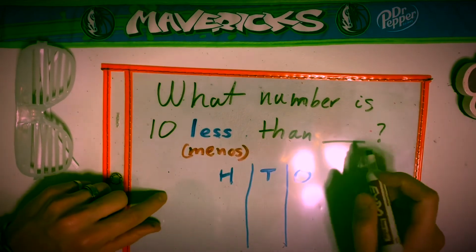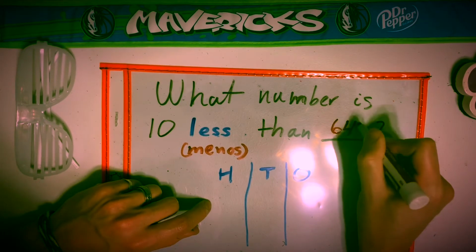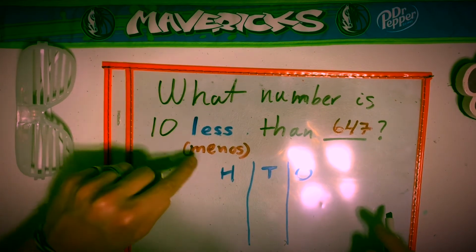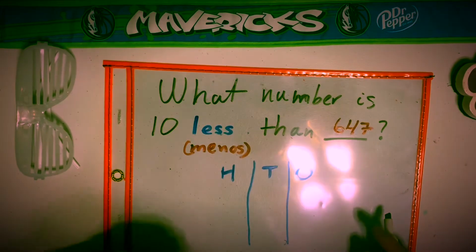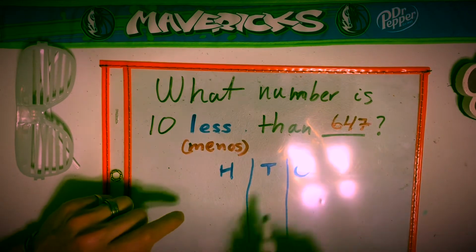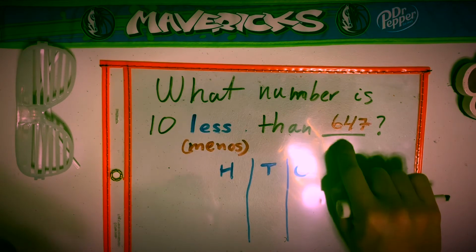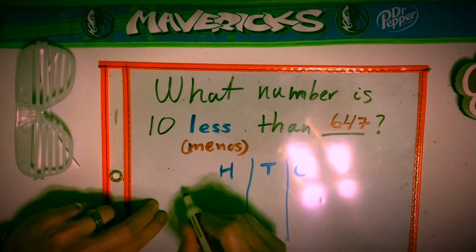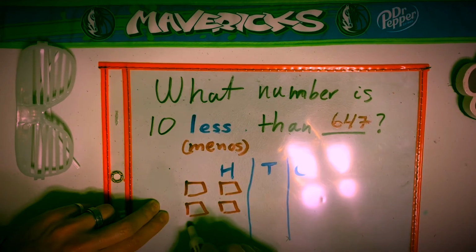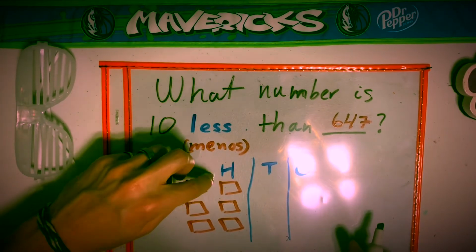On the next part, we're doing what number is 10 less. We're doing what is 10 less than my number that was 647. Now remember, less means menos. 10 menos que 647. So to make things easier, I'm going to draw the base 10 block. So how many hundreds do I have on my number? If you said 6, you are correct. I have 6 hundreds. 1, 2, 3, 4, 5, 6. I have 600.